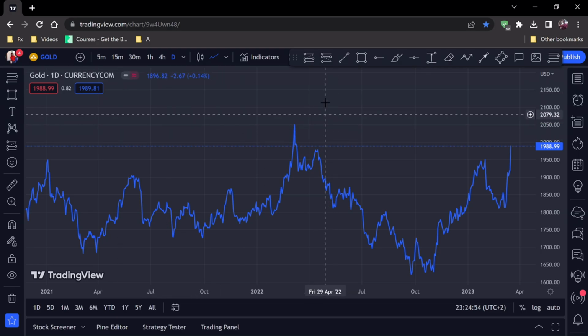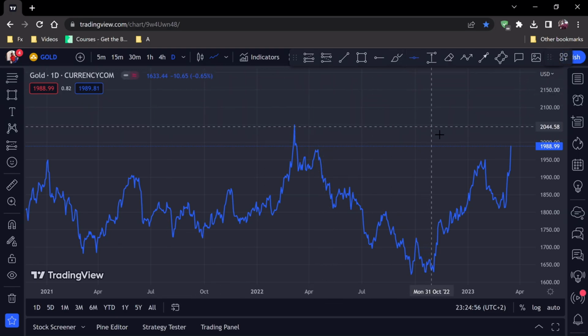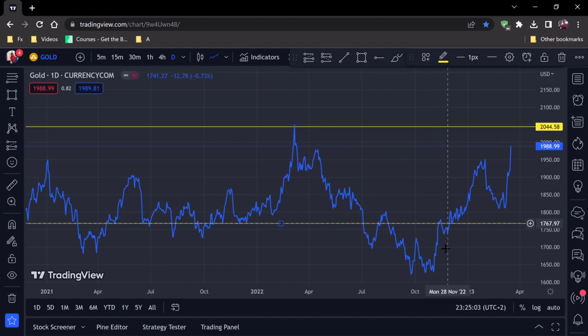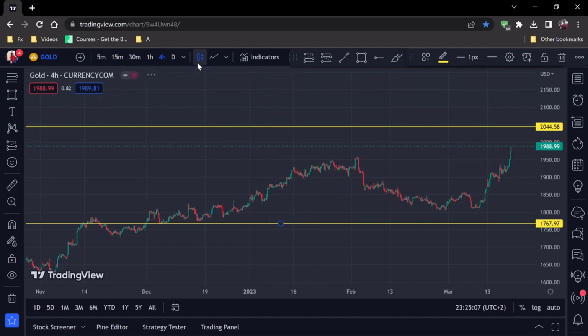Taking a look at gold, we're gonna just plot our weekly high and our weekly low. Weekly high and weekly low. We are gonna go to the 4-hourly time frame and onto the candlesticks.